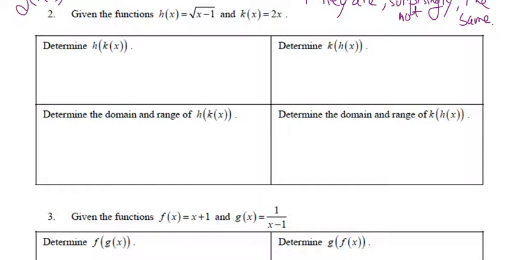Given the functions h of x is equal to the root of x minus 1 and k of x equals 2x, determine h of k of x. So what do we do? We have to take k of x, and we have to root it and minus 1. So h of k of x is equal to what? It's equal to square root of 2x minus 1.